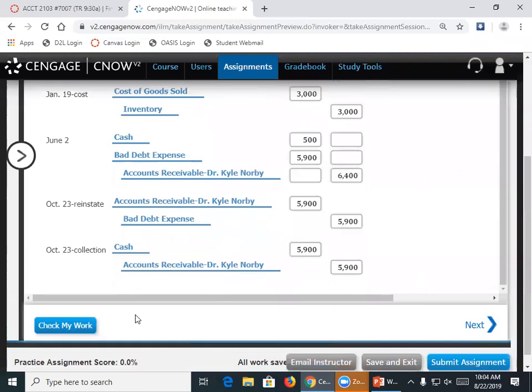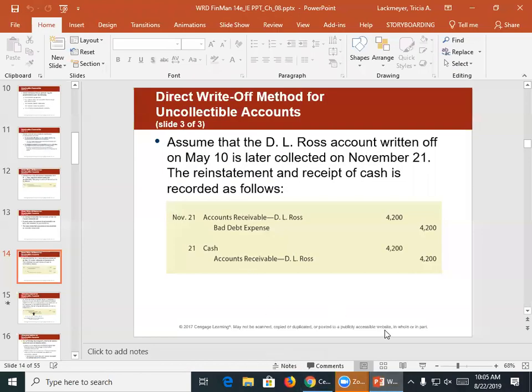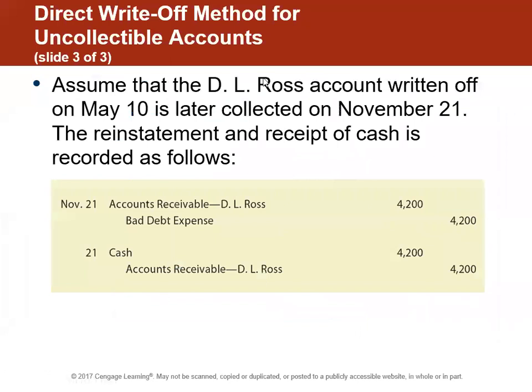Any questions on that one? You can always just check my work to make sure we did it correctly. I print the answers and bring them just to make sure. You never know. I'm going to switch back to the PowerPoint.